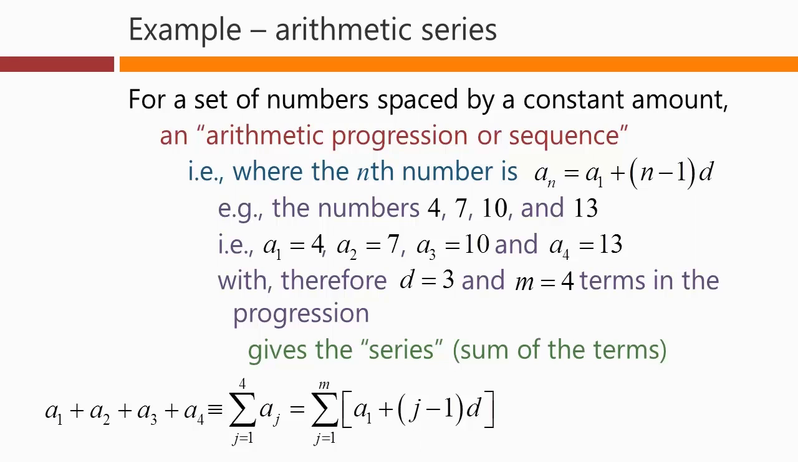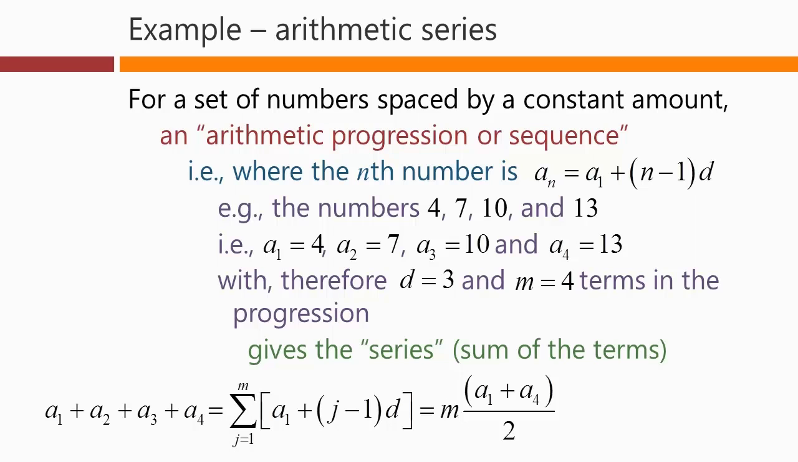Now, in this case here, we've also said, well, there are 4 terms in the series, so we've introduced another variable here, m, and m is equal to 4 for this particular series that we're summing. So we can also say we're summing from j equals 1 to m of this set of terms in the sequence to get the series. In this particular case, the answer to that summation is m times the sum of the first and last terms divided by 2.